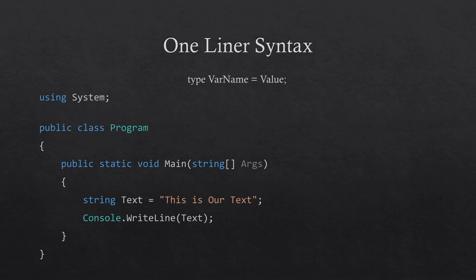In this case, we declare and assign the value to the variable text in a more concise way. Then, using the statement console.readline text, we display the value of the text variable in the terminal. By using this method, we can implement the program with fewer lines of code.